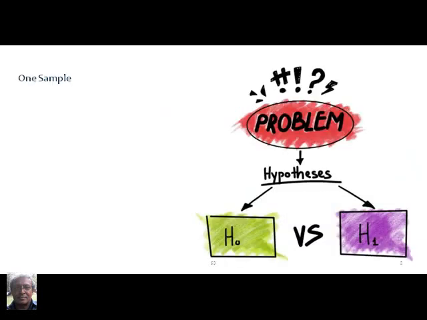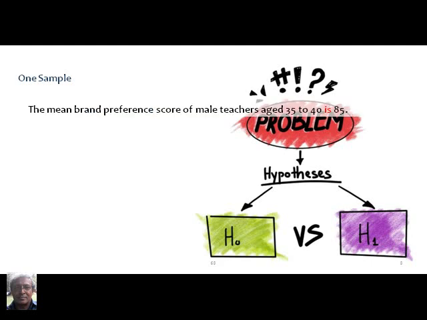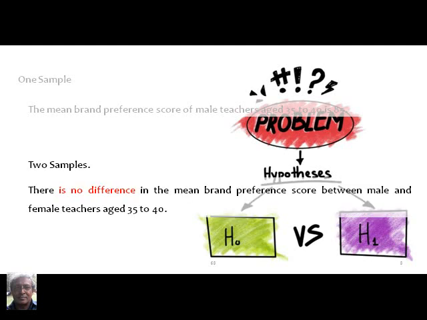One sample: the mean brand preference score of male teachers aged 35 to 40 is 85. Two samples: there is no difference in the mean brand preference score between male and female teachers aged 35 to 40.